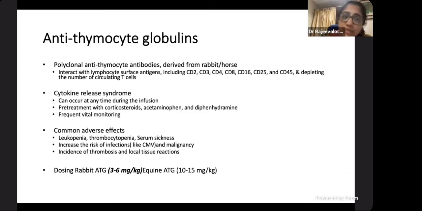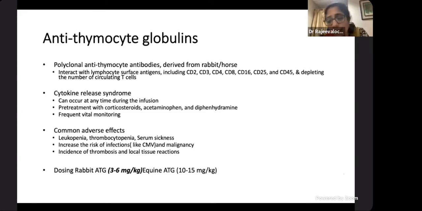It can cause infusion reactions and cytokine release syndromes, which can occur at any time during the infusion. We have to pre-treat with steroids, acetaminophen and diphenhydramine. Frequent vital monitoring is needed. We have to look out for hypotension during the infusion reaction. Now, common adverse effects include leukopenia, which we see quite commonly when we give ATGs, thrombocytopenia, and a serum sickness-like syndrome. There is an increased risk of infection, both short-term as well as immediate long-term with ATG. And there may be an increased risk of thrombosis and local tissue reactions when we use ATG.